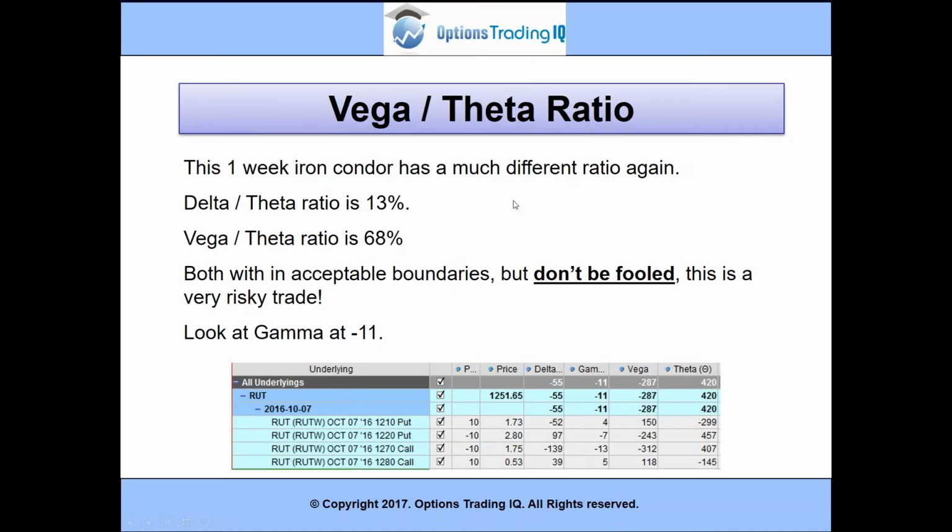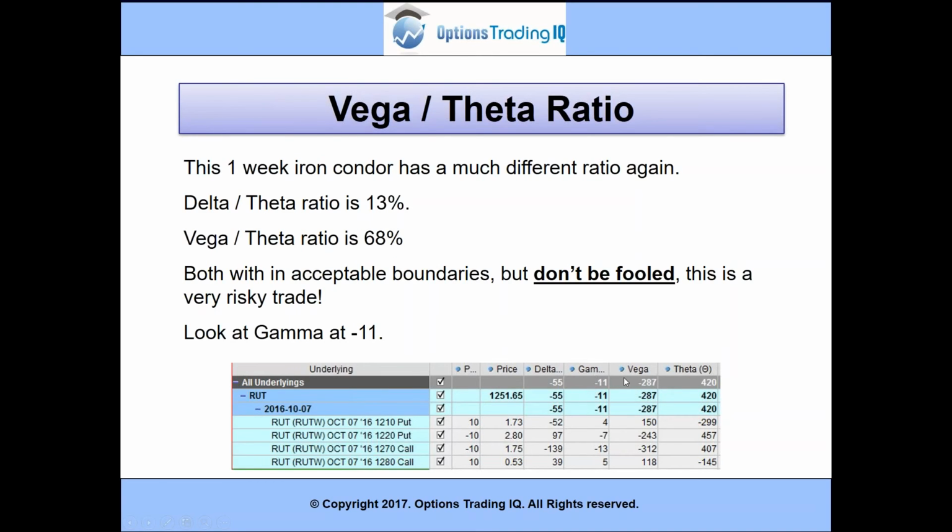Okay, so a bit more on Vega Theta. The 1 week iron condor we're looking at now has a much different ratio again, okay? Delta Theta ratio is 13%, so really, really good. Theta's really high, right? Because we've got 1 week to expiry, so lots of time decay.